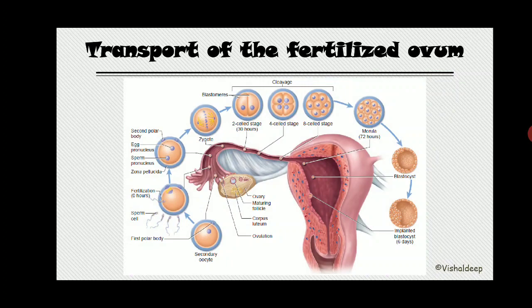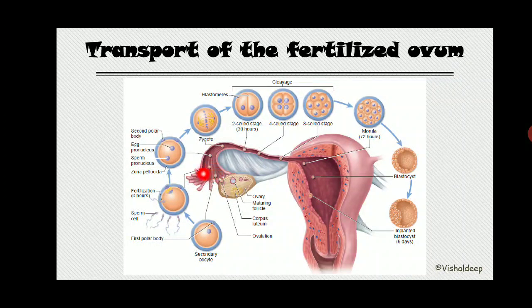So at the time of ovulation, the ovum will be released from the ovary and expelled inside the peritoneal cavity. After the ovulation, the ovum along with the corona radiata will eventually be captured by the fimbrial end of the uterine tube, or the fallopian tube.